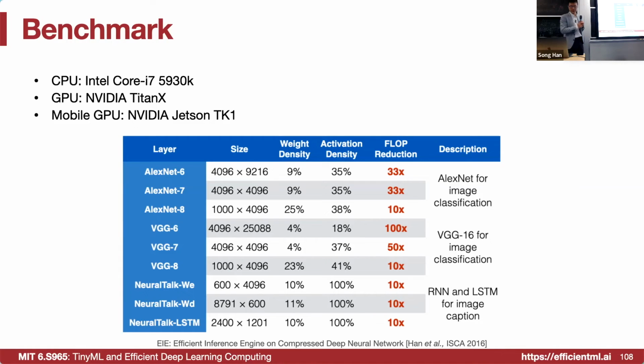So we observe that the activation density for these is 100%. Actually, they don't use ReLU. That's the reason we don't have the activation sparsity for these image caption models. They're using sigmoid. That's why we have less FLOP reduction for these models.